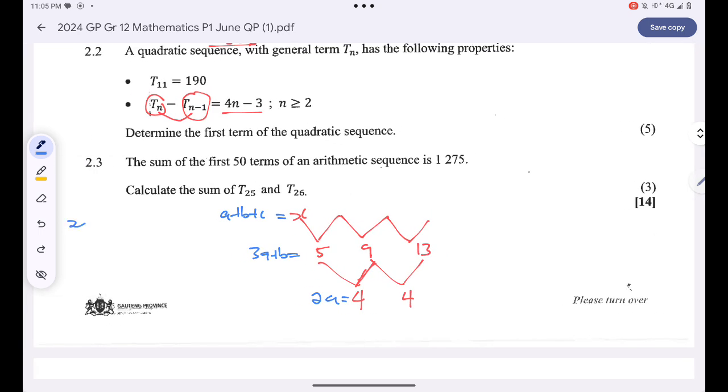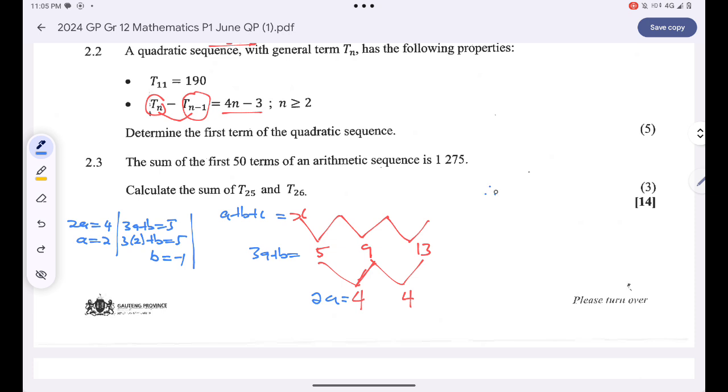I know that 2a is equal to 4. That means a is basically equal to 2. And then 3a plus b is equal to 5. 3 times 2 plus b is equal to 5. That means b is just equal to negative 1.